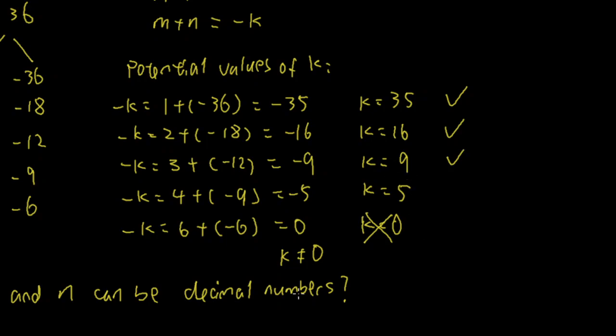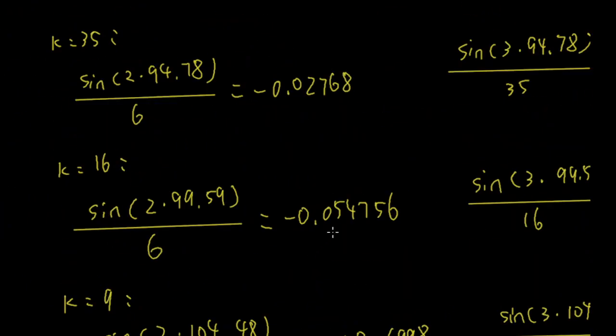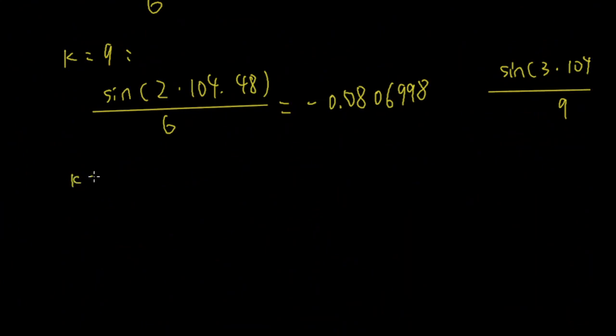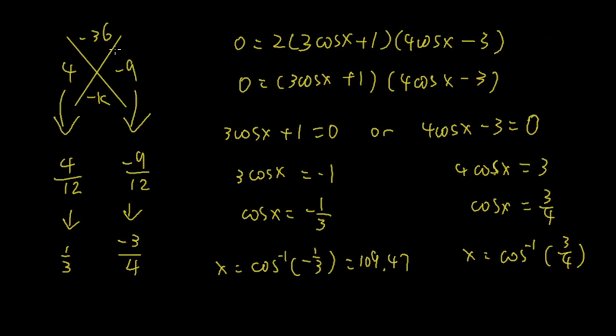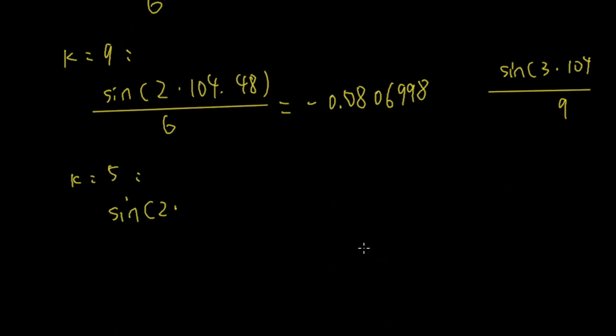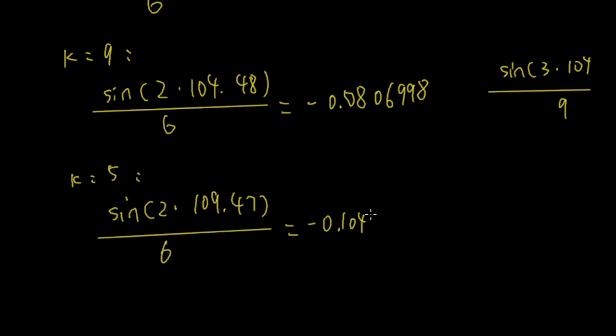Next, validate k equals 5. Then sine 2x, so sine 2 times, what's the x value for k equals 5? It will be this pair here. The first value is 109.47, an approximate value. So 109.47 divided by 6. What value does that give you? Approximately negative 0.10475.